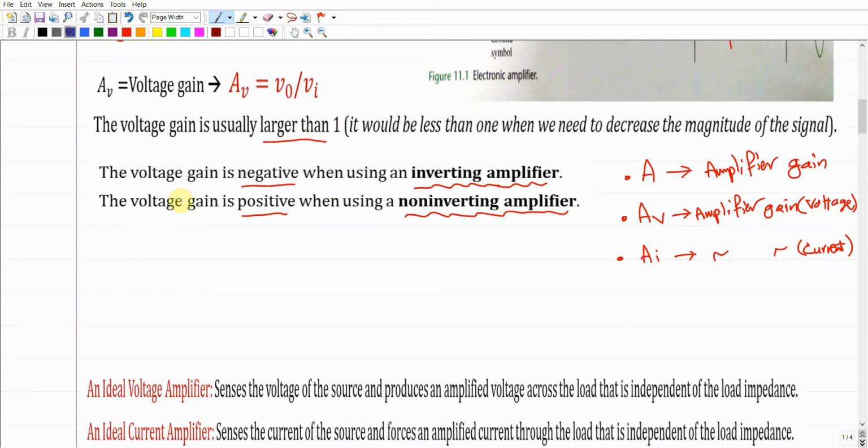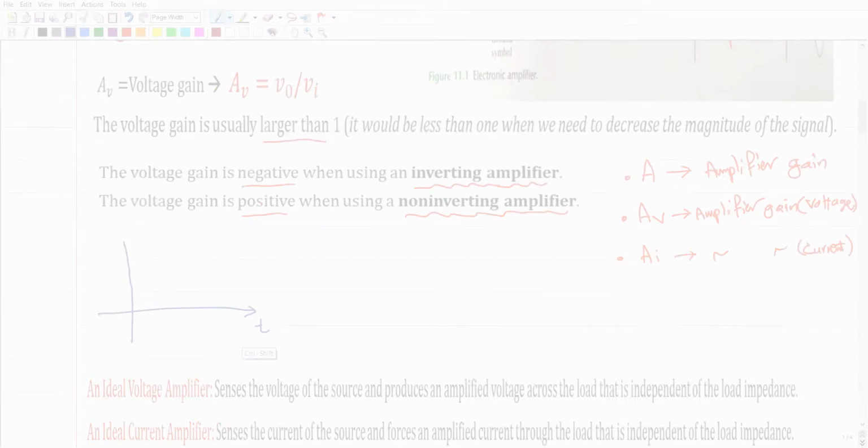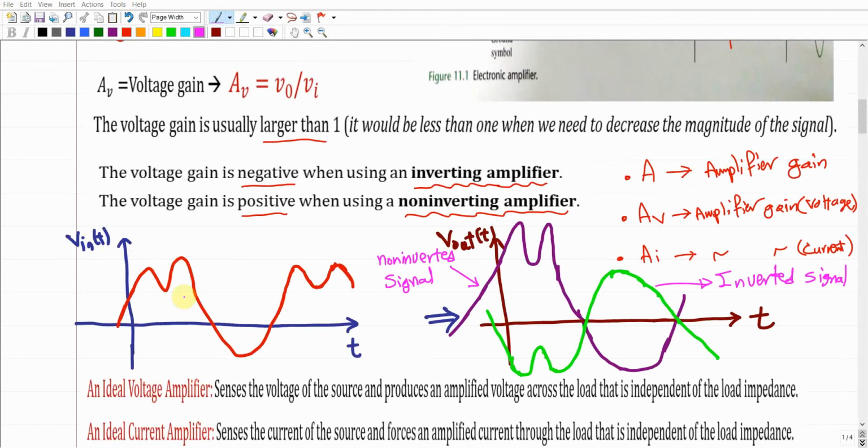For example, let us assume this input signal, assume that this is the signal that we have, and this is the time t. If we consider this input signal, like this is the input voltage with this wave, whatever this signal is, and we're going to use an amplifier. The amplifier would be with a negative voltage gain, or it would be with a positive voltage gain. If it is negative, it will be inverted. Inverted means it's going to take the green shape. So this is the inverted signal. It's going to be the same shape, but it looks like it has been mirrored.